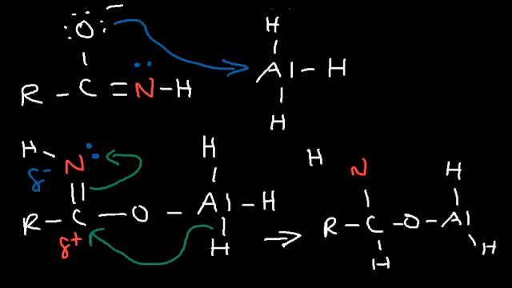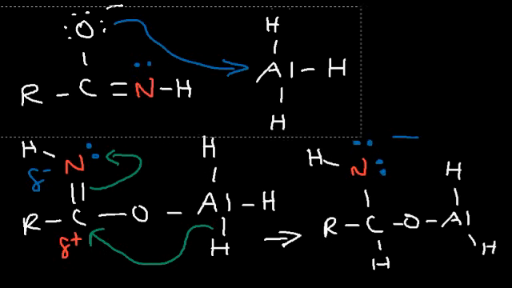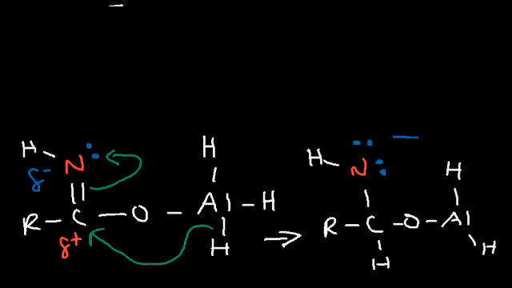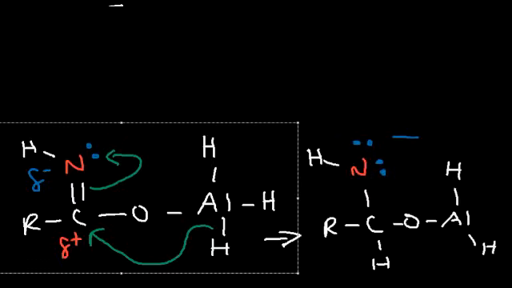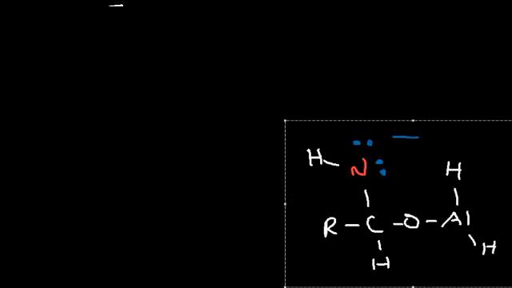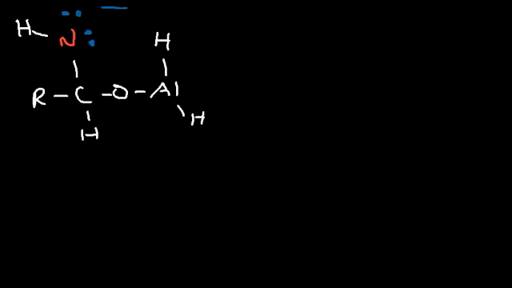Now we have a single bond between the carbon atom and the nitrogen atom, and the nitrogen now has 2 lone pairs and a negative charge. Now what's going to happen next? What do you think is going to happen? Just like before with the carboxylic acid, we need to get rid of the oxygen. So the nitrogen is going to use one of its lone pairs, form a double bond, and expel the leaving group.